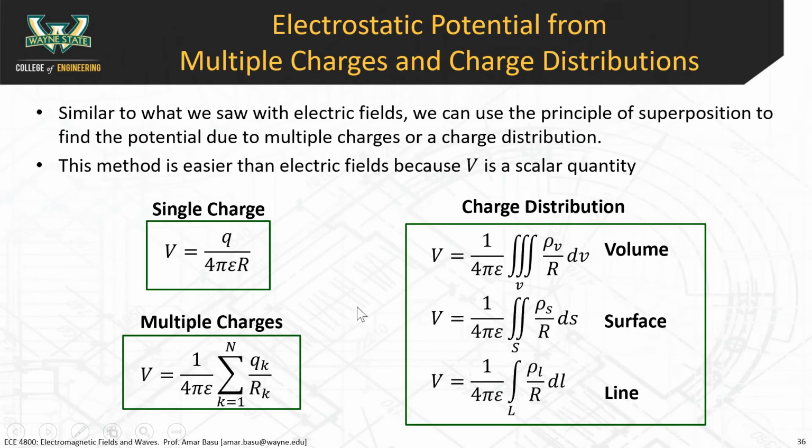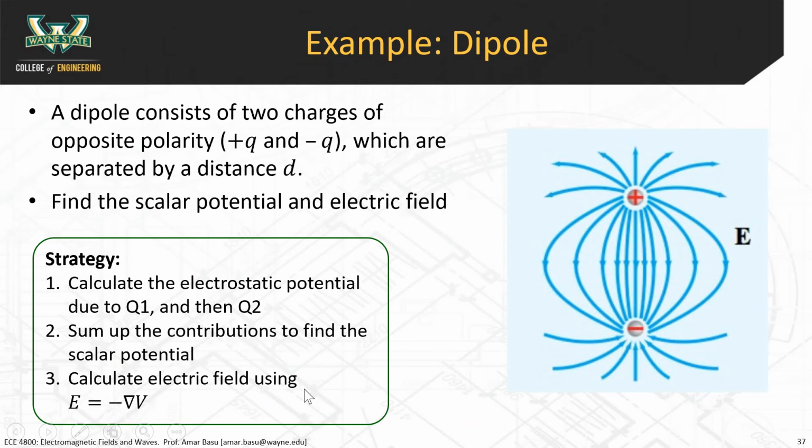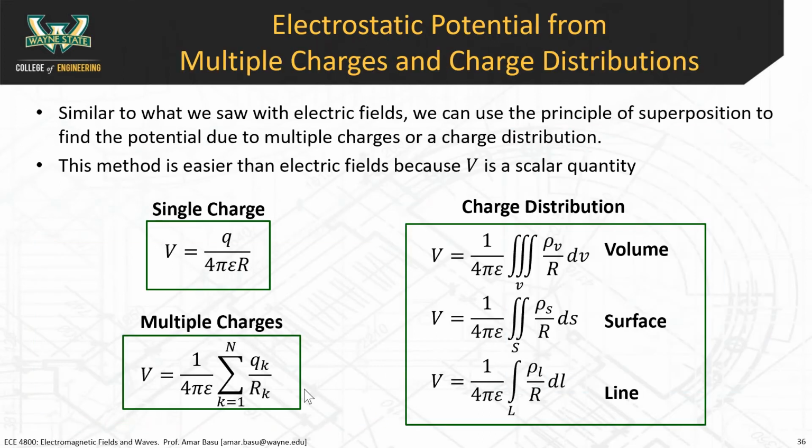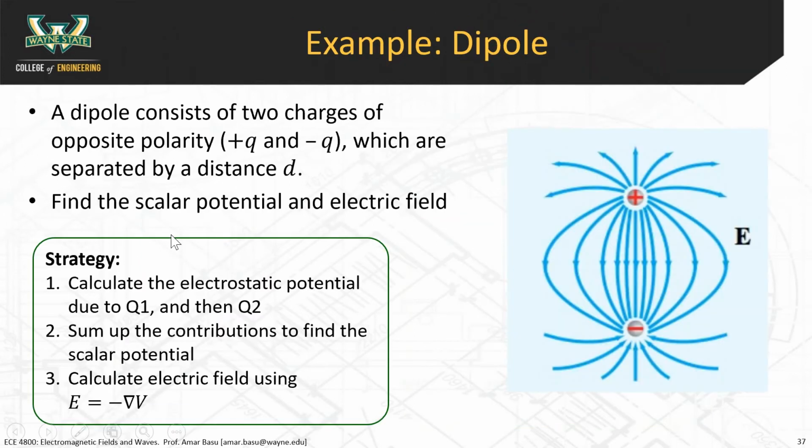Then we said, okay, we know how to calculate the voltage due to a single charge. What if you have multiple charges? Here's a simple example of a dipole where you have 2 charges, and you use the principle of superposition. You ask, what is the electrostatic potential due to charge number 1? And what is the electrostatic potential due to charge number 2? And you just add them together. So it becomes very straightforward to calculate the electrostatic potentials due to multiple discrete charges.